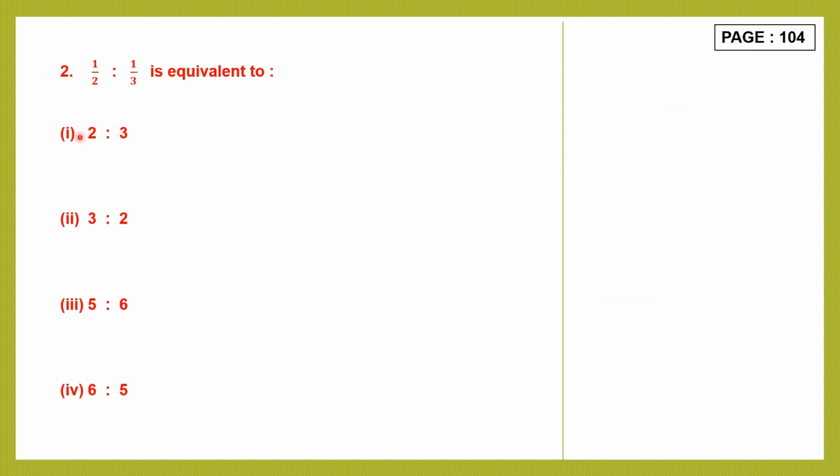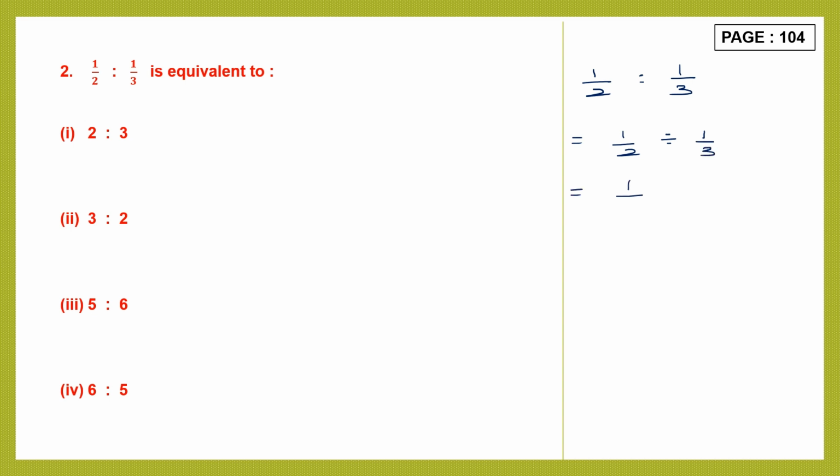Question 2. 1 by 2 is to 1 by 3 is equivalent to which of these? Okay, so let's take 1 by 2 is to 1 by 3. This is the ratio given to us. Now we know that ratio is also division, isn't it? So we can change this to 1 by 2 divided by 1 by 3.